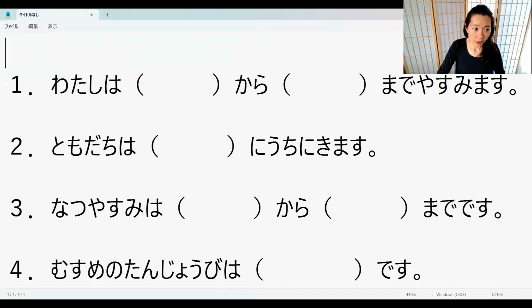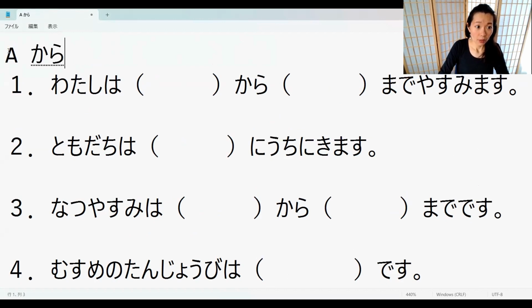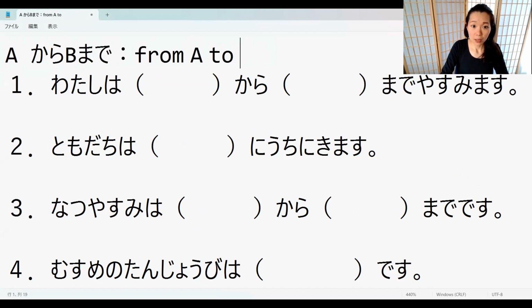A から, I will write it down as vocabulary. So if you have a note, you can. A から B まで means from A to B. You can use it for from this Wednesday to Friday, Monday to Friday, for example, or destination location from A to B.